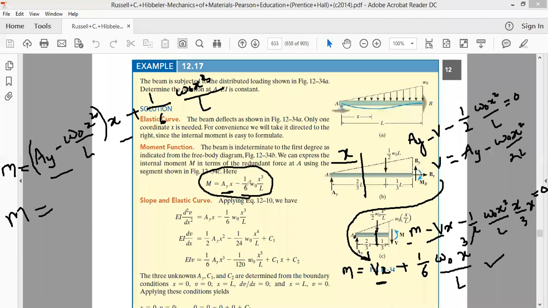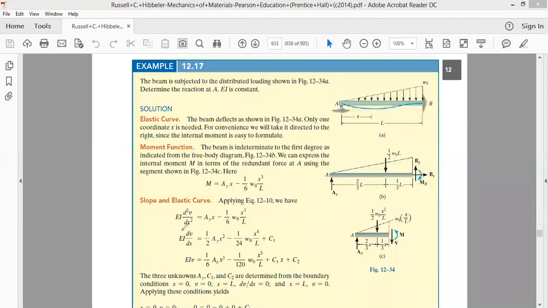Okay, this will be our equation of the bending moment. So this equation of bending moment we have to obtain. First we draw this section. Okay, once we are obtaining this equation, then the process will be same.